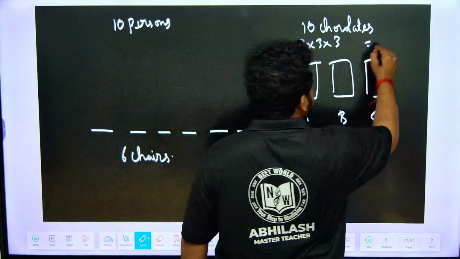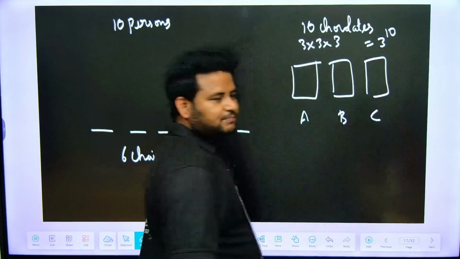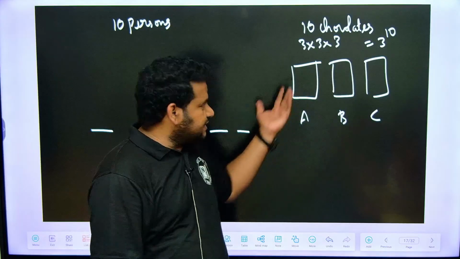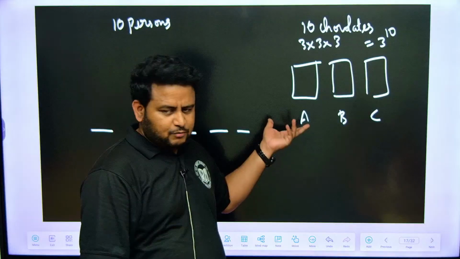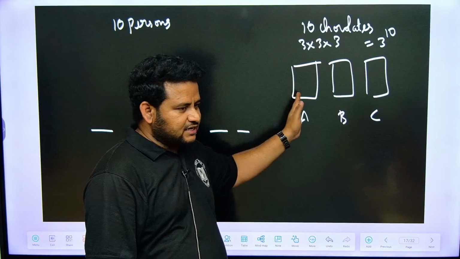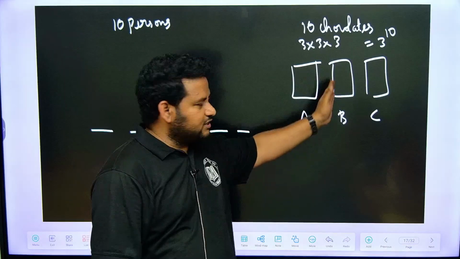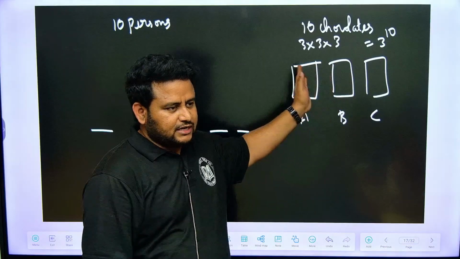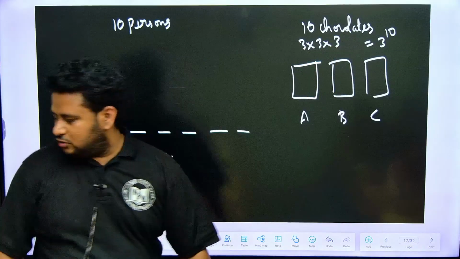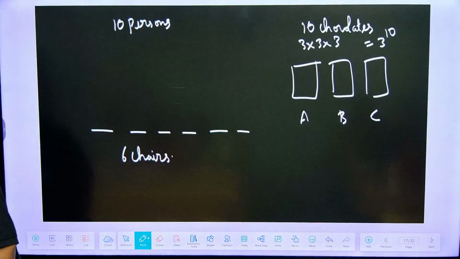You can give it like 3 power 10. These 10 chocolates you have to give to any of the 3, which means they can keep taking any amount of chocolates. So it is 3 here, 3 here, 3 here, and it can go on up till 10 chocolates, which means 3 power 10. So this concept is important, you have to know. Next question I will tell you.